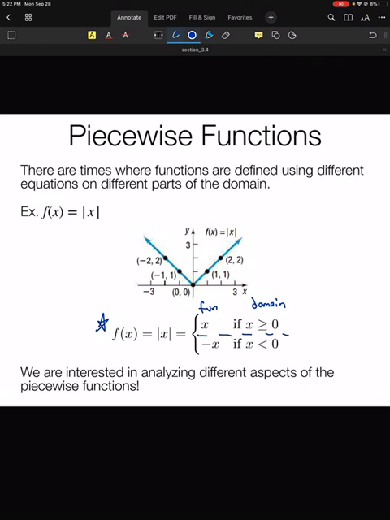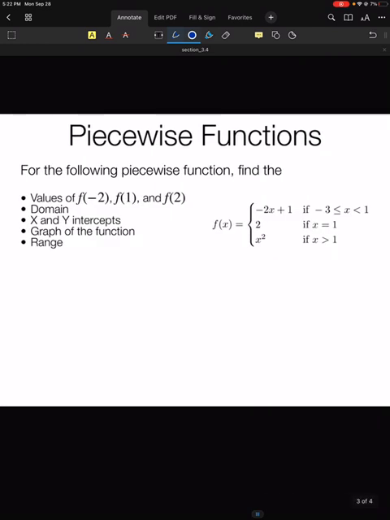Okay, and so this is a piecewise representation of the absolute value function, and so this says when x is greater than or equal to 0, then it looks like x. But when x is less than 0, then it looks like negative x. And so what we're interested in this section is analyzing different aspects of piecewise functions. So let's see what kind of things we're interested in here.